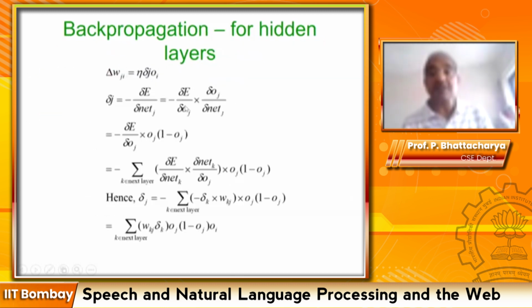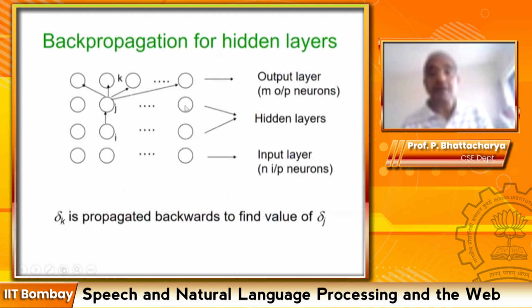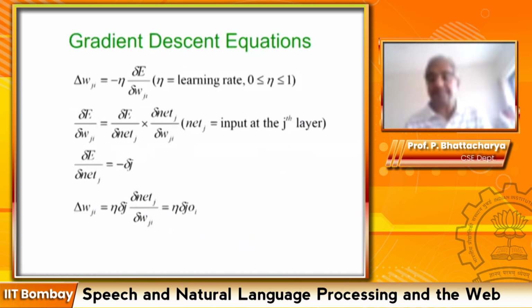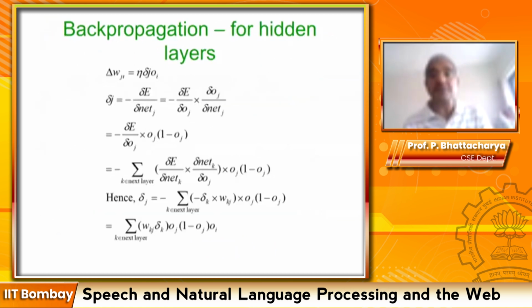So this is my picture. W_ji: J is the destination neuron, I is the source neuron. The amount by which this W_ji is changed is the learning rate into a quantity called delta J at the destination neuron and the output of the ith neuron. This is called the universal weight change rule in the neural network.